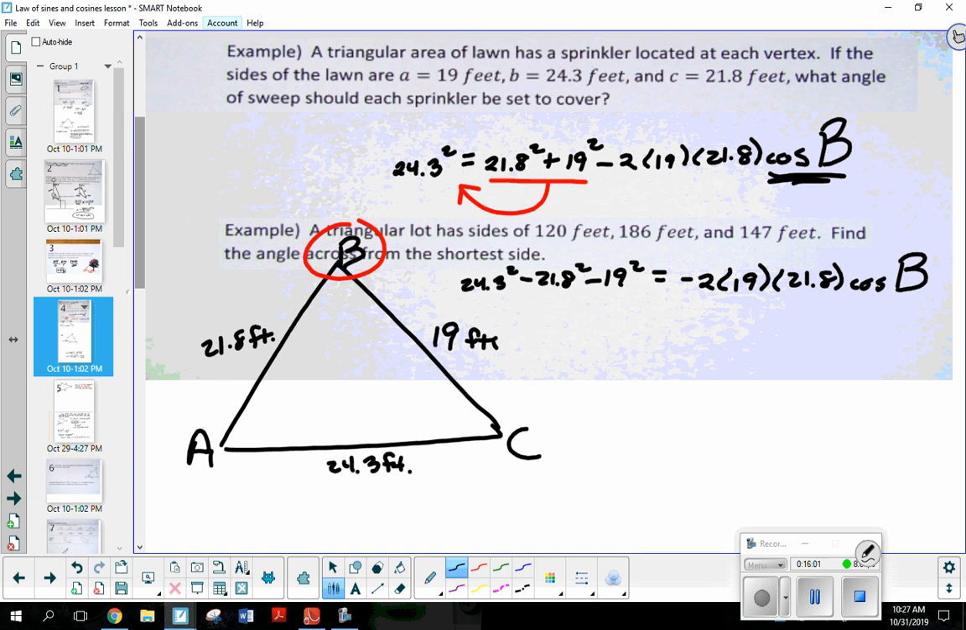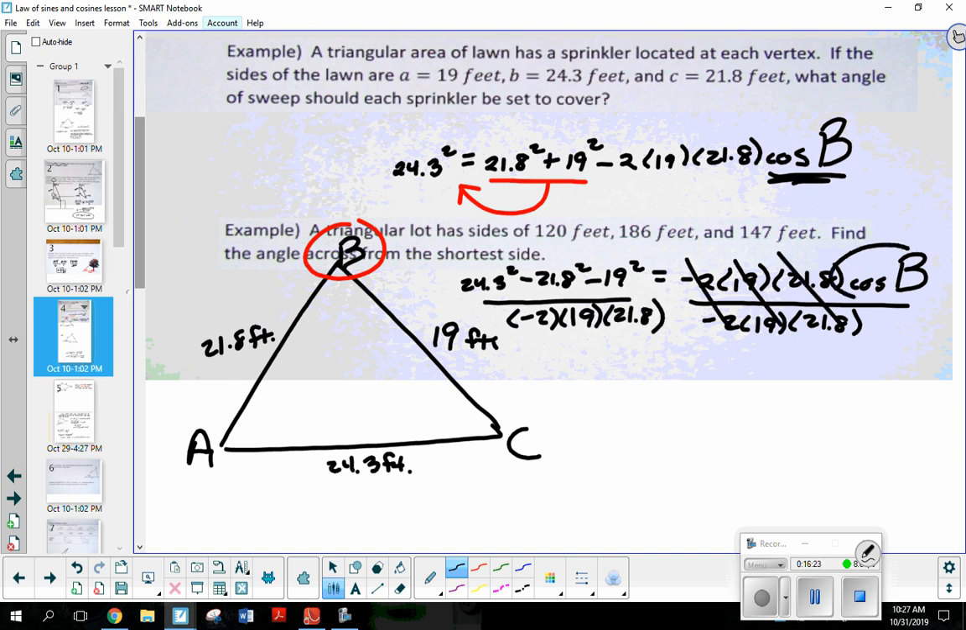So now I want to go ahead and divide by that product coefficient. I want to divide by this whole product right here. So I'm going to divide by negative 2, 19, 21.8, and then over here, negative 2, 19, 21.8, because anything divided by itself is going to cancel. See, now I know that cosine of B equals this ratio.